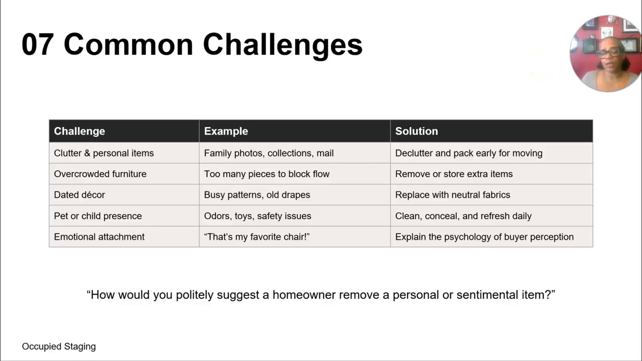So what you can start to think about is how would you politely suggest a homeowner remove a personal or sentimental item? Because it's tricky. I don't know. I mean, I don't think I've had to do it that I can recall. So that's just a question. I don't even really have a perfect answer for that, and I think it's probably one moment at a time because each client is different.